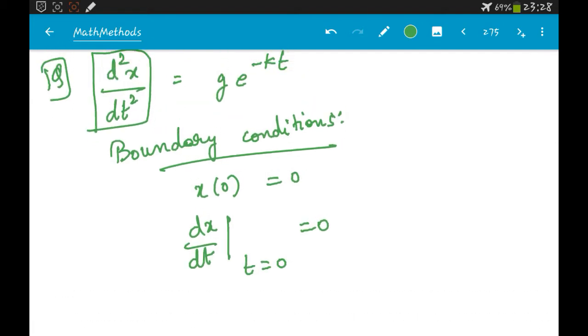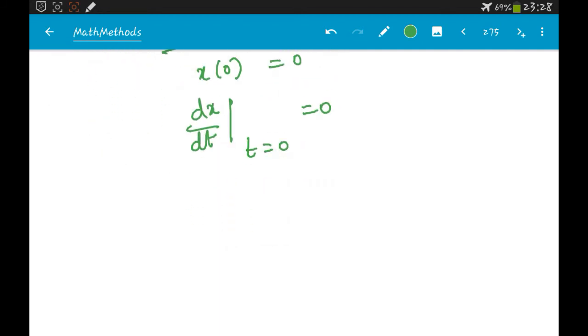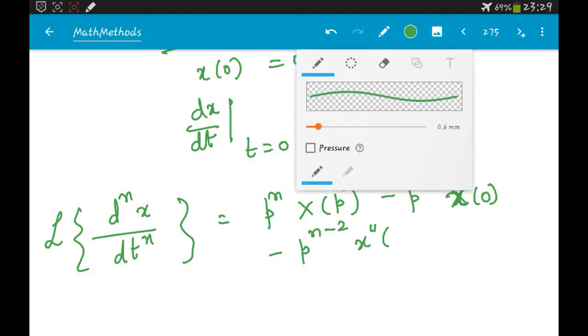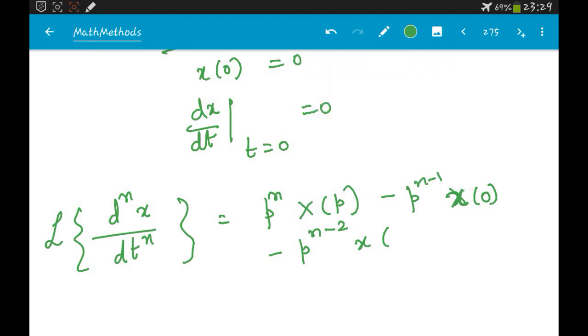If you look at this equation, this is the second derivative of x with respect to time. So if you remember the Laplace transform formula, the Laplace transform of d^n x by dt^n would be given by p power n X of p minus p power n minus 1 times small x of 0, minus p power n minus 2 times x dash of 0, and so on up to x power n minus 1 of 0. Okay, so this is what you would get.